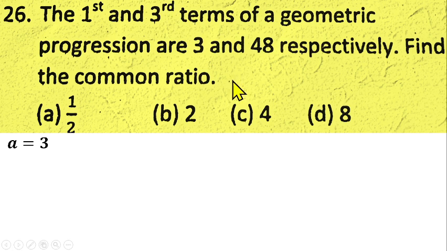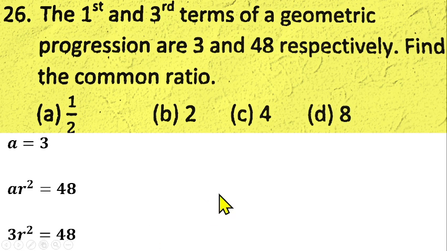What's the third term of a GP? That should be ar squared. So ar squared equals 48. So we have to find the value of r. Our a is 3, so you can put that here. You'll have 3r squared equals 48.